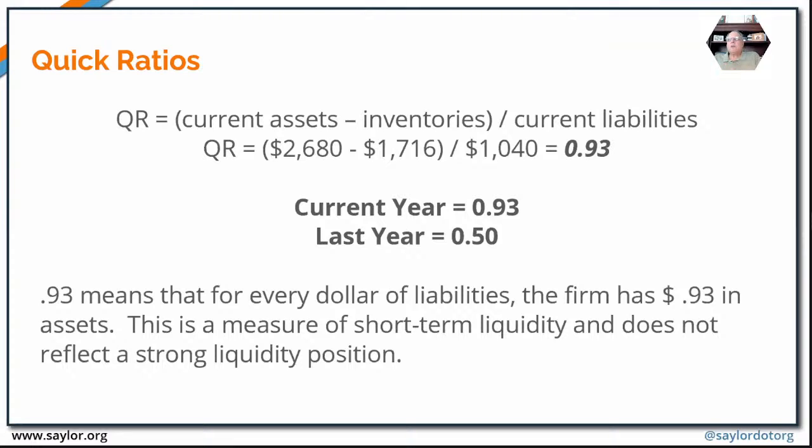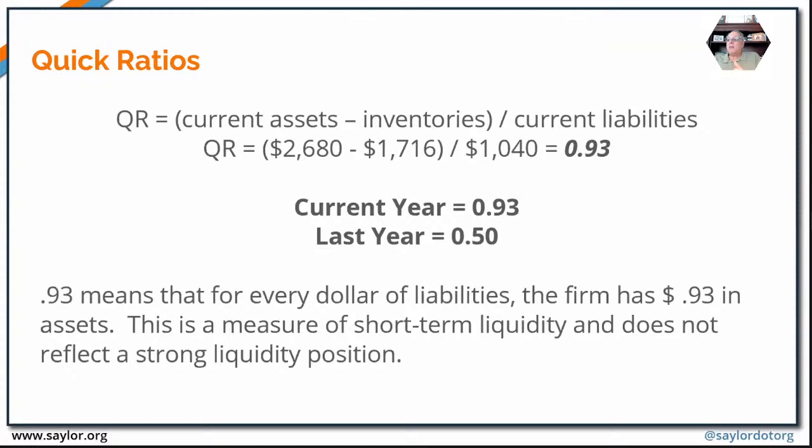So oftentimes what investors and lenders will look at is the quick ratio, which says, let's take a look at the assets against liabilities, but pull the inventory out of there. We're going to do a deeper dive into the inventory, but for our purposes right now, take it out. And now we see that the quick ratio for the current year is 0.93. So you can see it drops substantially.